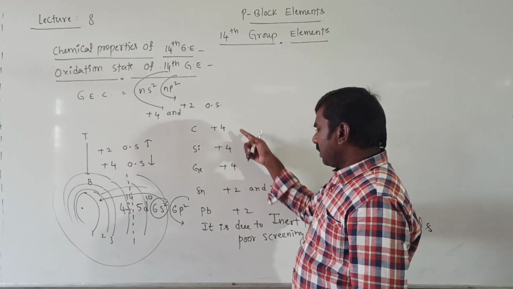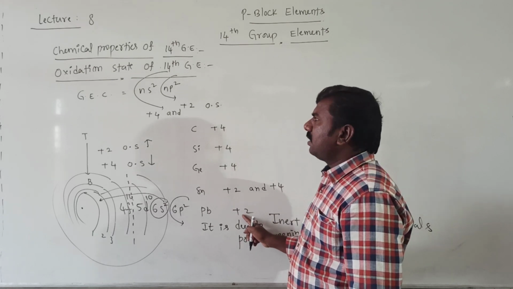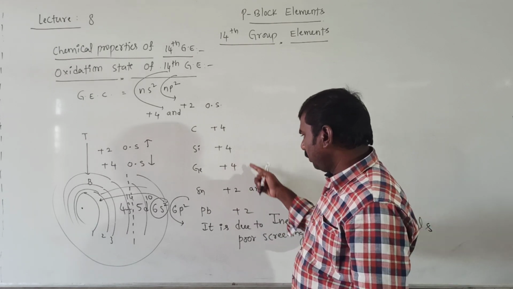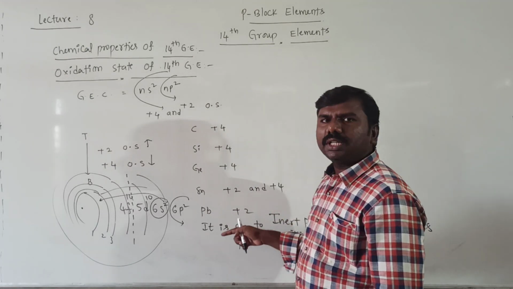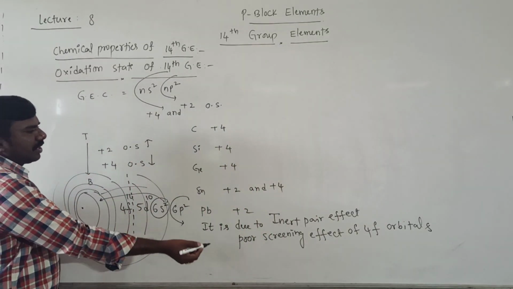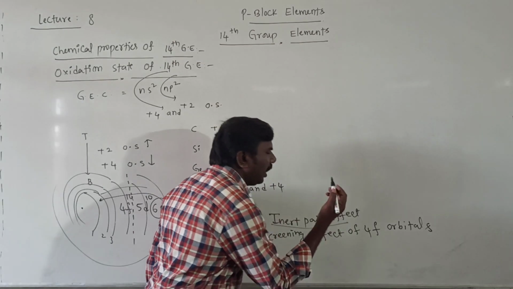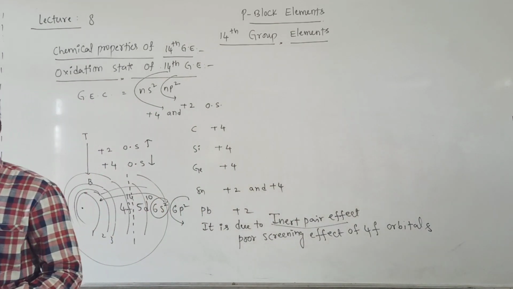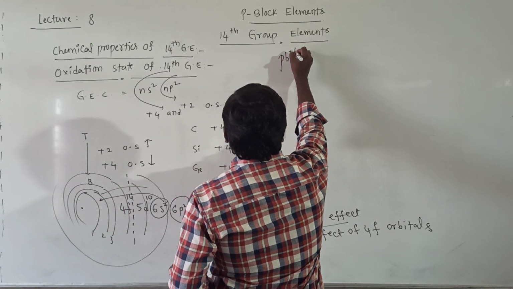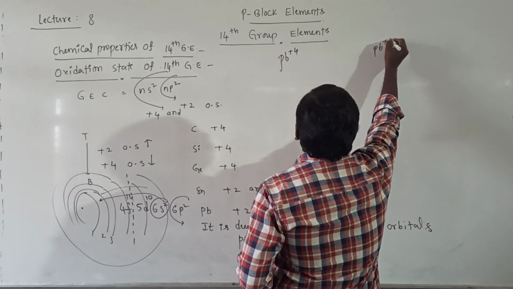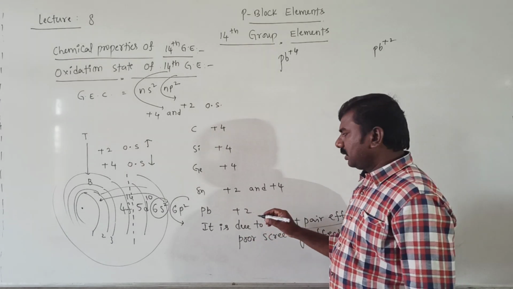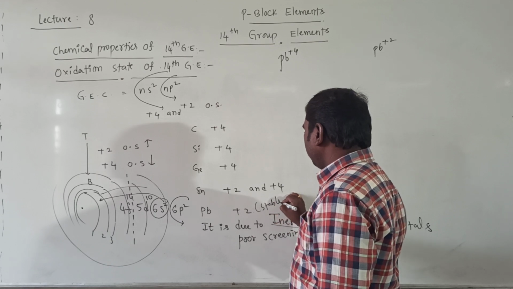Top plus 4, bottom plus 2. It means plus 2 oxidation state gradually increases from top to bottom, and plus 4 oxidation state decreases from top to bottom. That is due to the inert pair effect. That is the reason behind this. Next, Pb plus 4 and Pb plus 2. So lead exhibits only plus 2 oxidation state, which is stable due to the inert pair effect.